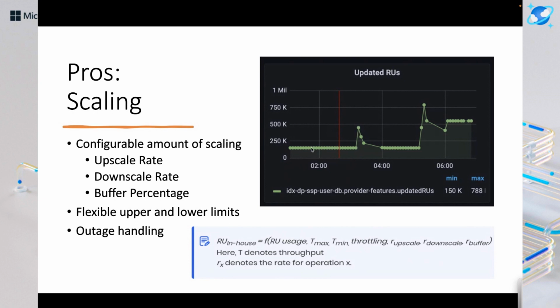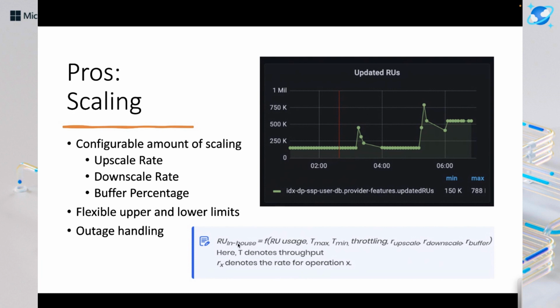As you can see in this graph, instead of increasing by a simple 20%, here it is directly increasing the number of RUs by 250K. So from 200K, it's gone to 450K. Similarly, if the throttling is very high, it can even do that in 2 jumps. It can increase by 500K. So this is the benefit that we are seeing. This two-phase scaling is not available with the Azure Autoscaler.